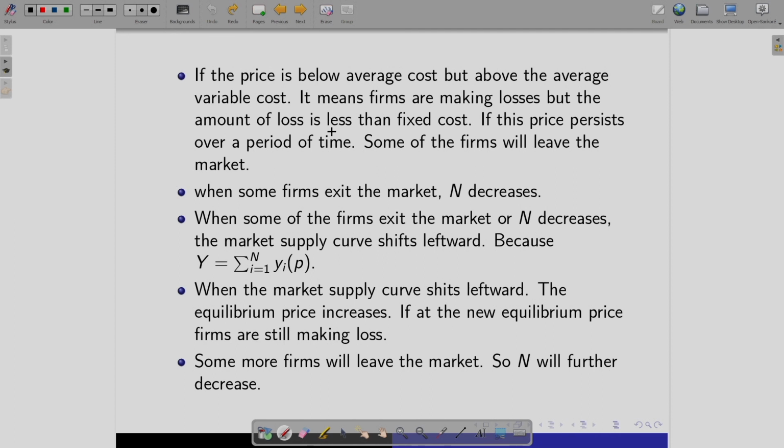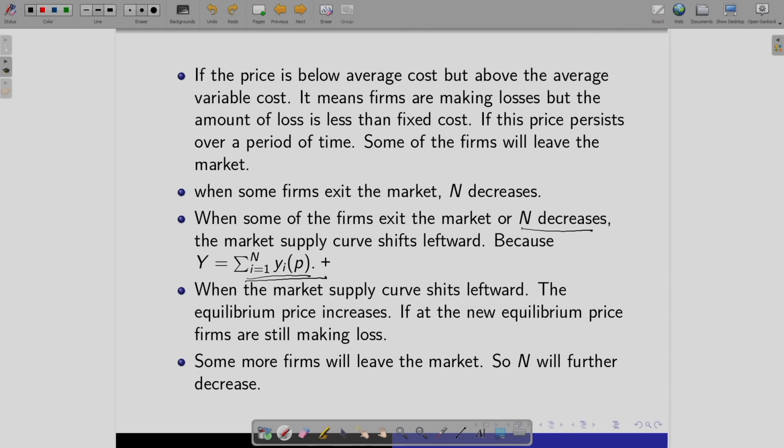Then again there is going to be an entry of firms, so again n increases, and again the supply curve shifts rightward. If the entry of new firms is so much that the price has fallen by such a margin that the firms again make losses, then after some time some of these firms will leave the market. N decreases, the market supply curve shifts again leftward, and the equilibrium price will rise.